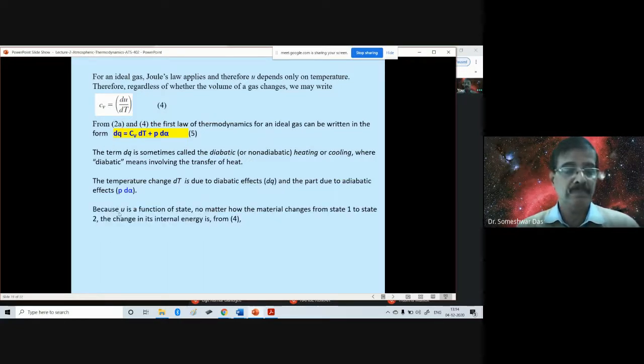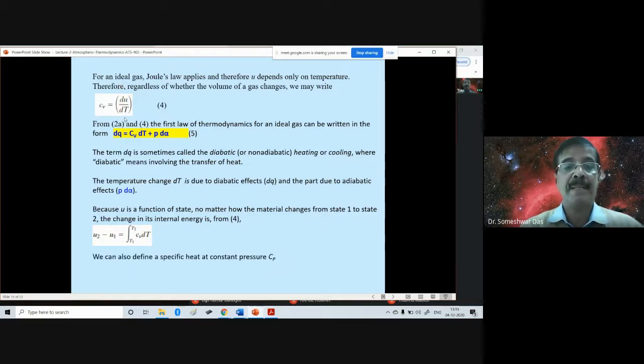Because U is a function of the state, no matter how the material changes from state 1 to state 2, the change in its internal energy from this equation can be written as U2 minus U1 equal to the integral from temperature T1 to T2 of Cv dT. Just integrate this equation and you will find that it gives you this.